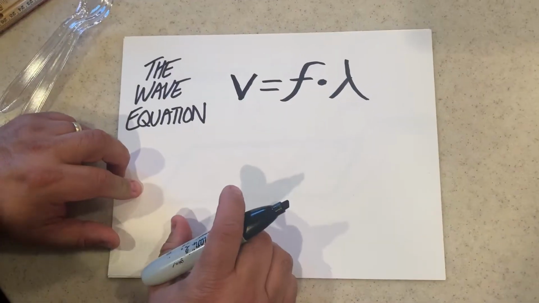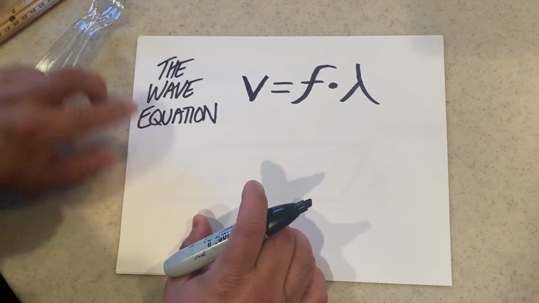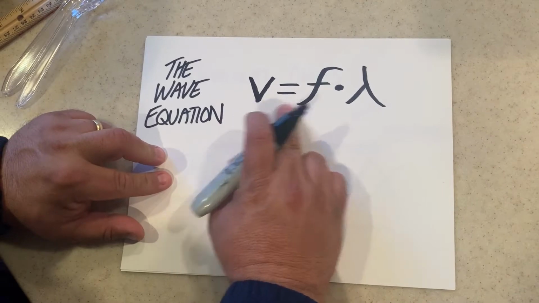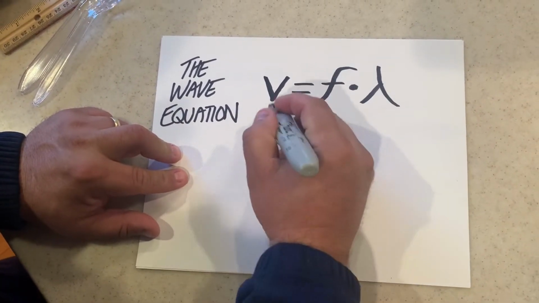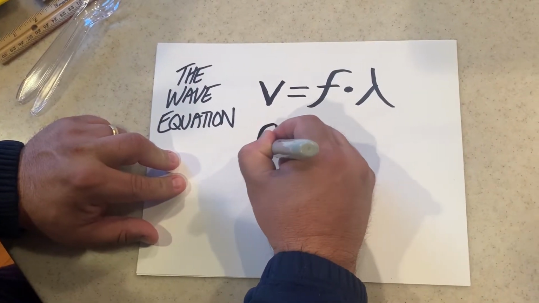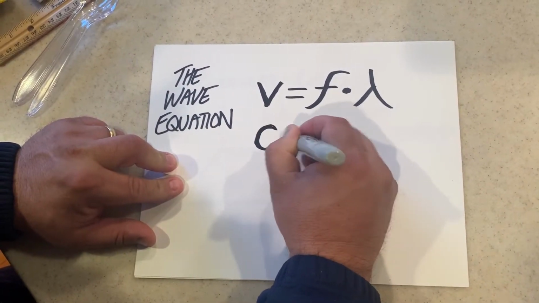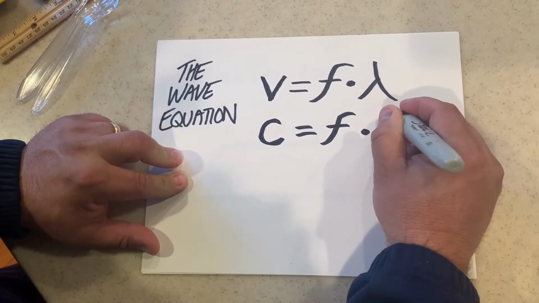All right, so how are we going to find the speed of light? Well, we're going to begin with the wave equation, which says that velocity equals frequency times wavelength. And for all electromagnetic waves, velocity is the speed of light, which we use the symbol c. You learned that on Thursday. So the speed of light is the frequency times the wavelength.